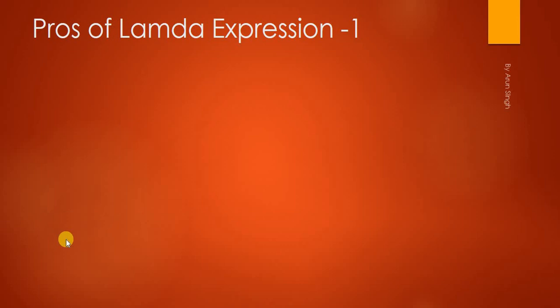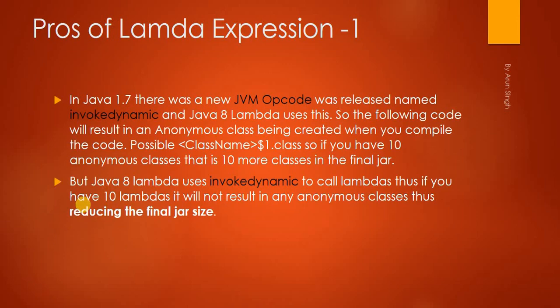Now let's talk about pros or benefits of lambda expression. In Java 1.7, a new JVM opcode named invokedynamic was released, and Java 8 Lambda uses this. So the following code will result in an anonymous class being created when you compile the code, possible class name $1.class. So if you have 10 anonymous classes, that is 10 more classes in the final jar.